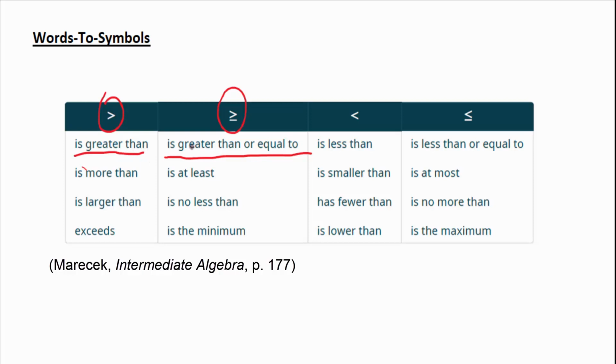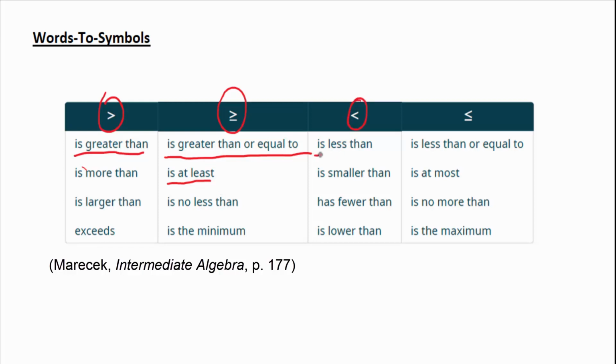But if you think about it, is at least means the same thing, right? My grade point average is at least 3.0, which means what? 3.0 or higher, right? And there are others as well. I'll let you look at them.